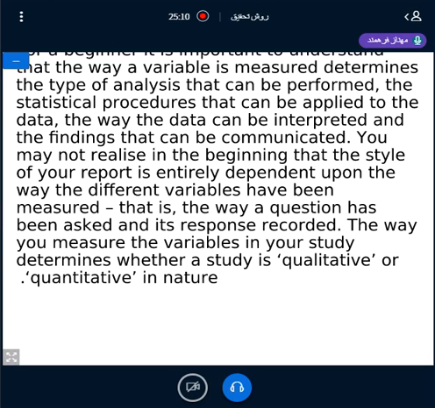You may not realize in the beginning that the style of your report is entirely dependent upon the way the different variables have been measured. So the type of measuring the variables is related to your analysis, and that is the way a question has been asked and its response recorded. The way you measure the variables in your study determines whether the study is qualitative or quantitative in nature. That we talked about in the previous section.